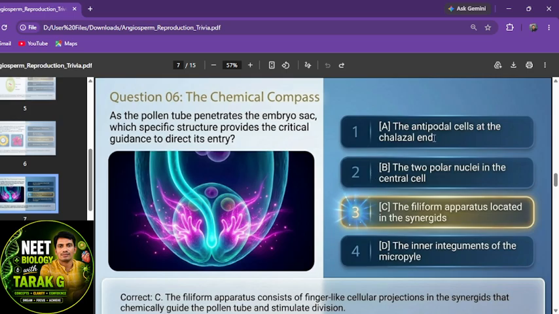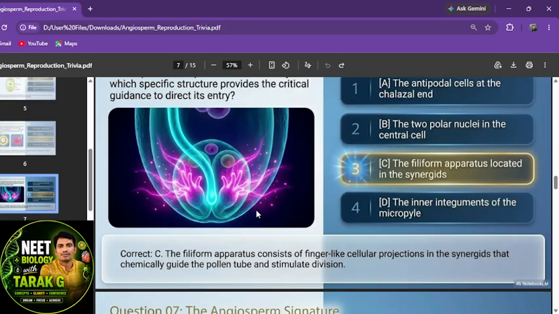Option A, the antipodal cells at the chalazal end. B is the two polar nuclei in the central cell. C is the filiform apparatus located in the synergids. And the last one is the inner integuments of the micropyle region. So here, which one directs it? See here, the answer is C.